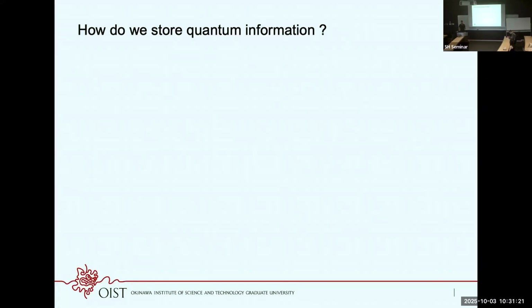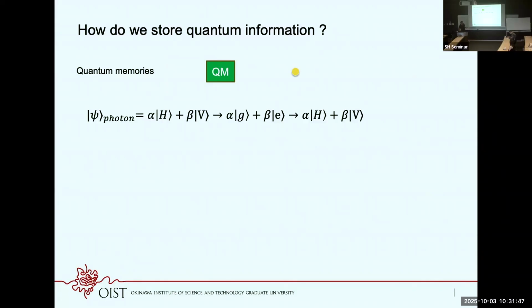Okay, so I'm talking about memories, which is the answer to these questions. How do we store quantum information? Memories. Of course, I'm not going to say much because the previous speaker already said many things about memories. The concept is that we send a photon, the photon is stored, and then the photon can be retrieved, which is basically a way to transfer information. This is the information encoded in a polarized photon, alpha and beta. Alpha and beta are complex numbers, telling us how much H we have and how much V we have.